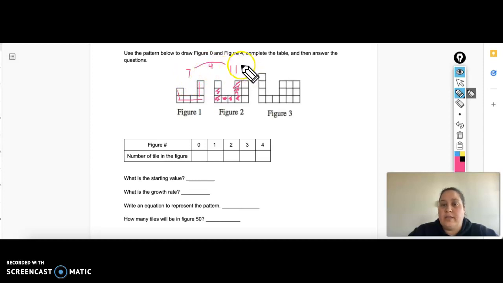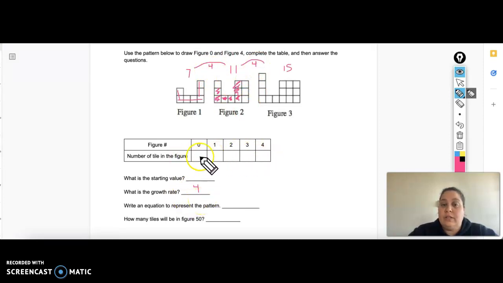From here to here, it's growing by 4. Okay, we can double check that. From here to here, does it grow by 4? 1, 2, 3, 4, 5, 6, 7, 8, 9, 10, 11, 12, 13, 14, 15. 15, perfect. So we do notice that from 11 to 15, it does grow by 4. So right away, we're starting to see the growth. It's growing by 4 each time. So I already have that piece of information.